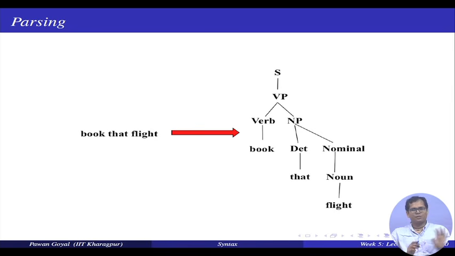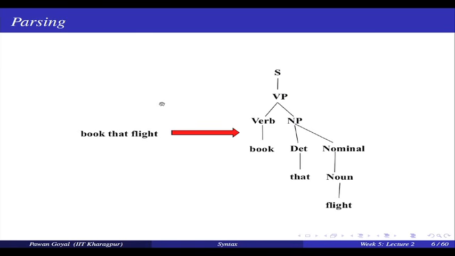So this is also the expected parse tree. Book that flight is a whole verb phrase, starting from a verb and a noun phrase. So book is a verb and that flight is a noun phrase. Okay, so I want to come up with this parse tree given the grammar. And how do I do that in a deterministic manner using my top down strategy?